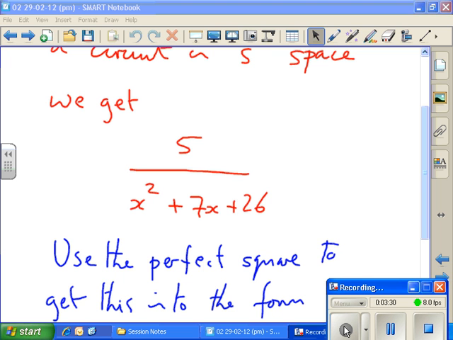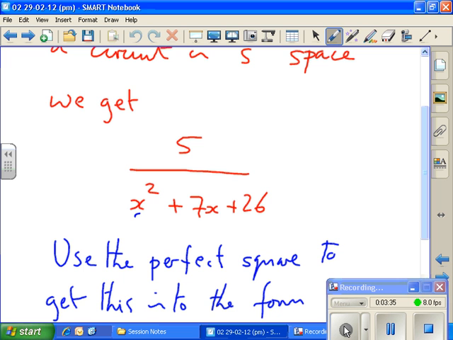So you can see that in our transform, actually what we would do eventually is swap this x in here for the idea of that being an s. So s squared plus 7s plus 26 looks nothing like any of these. So what we were looking at last week was to try and get it to look like one of these.